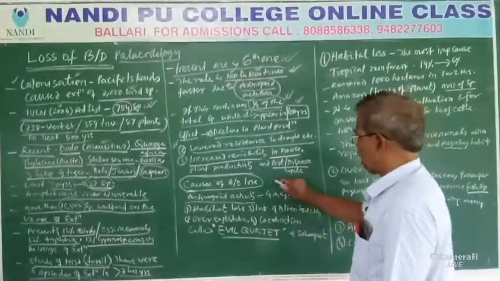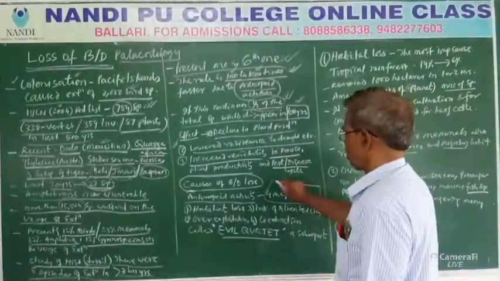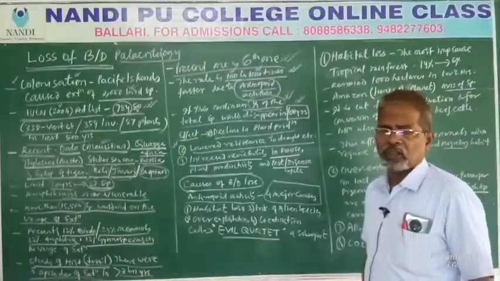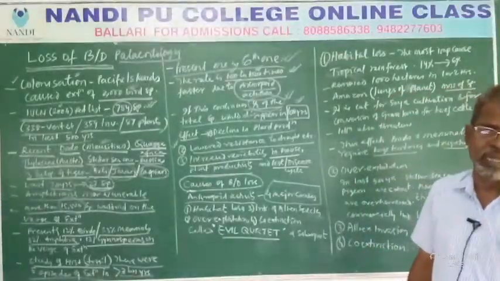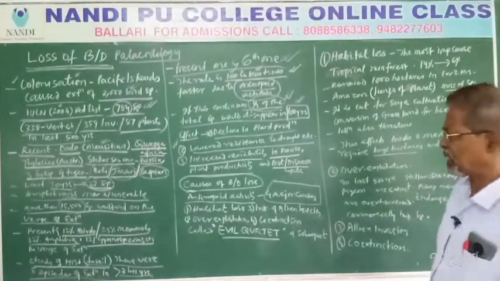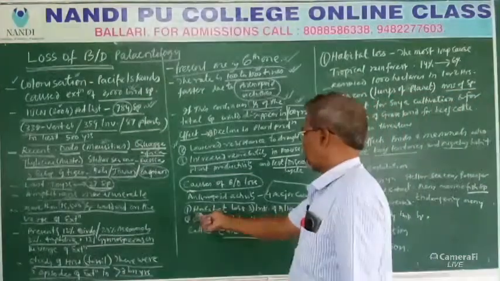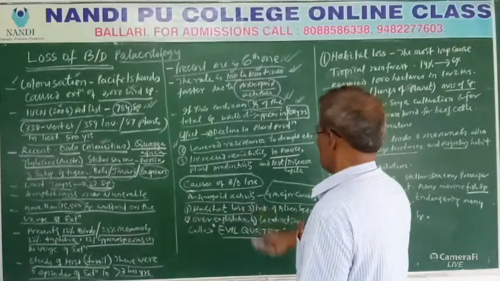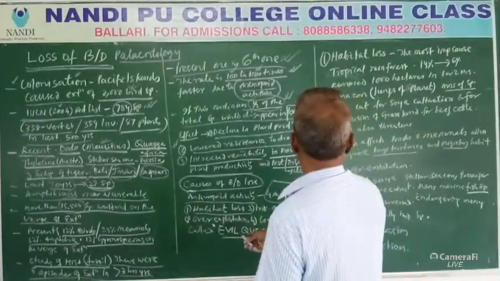There are 4 major causes, 4 major anthropogenic activities. There are a total of 4. Number 1 is habitat loss. The second one is over exploitation.